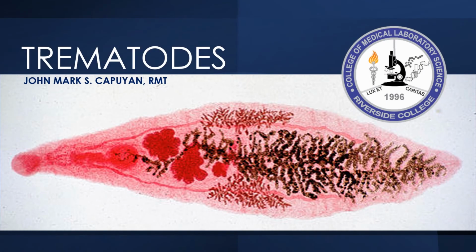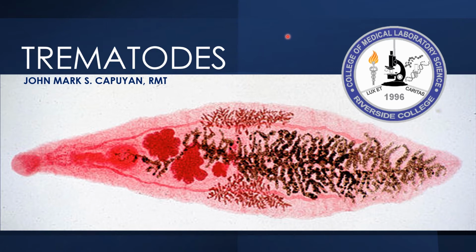Okay, so for this topic, we are going to discuss your trematodes. Your cestodes or your tapeworms have the same phylum together with trematodes, the phylum Platyhelminths. So your trematodes are under the class Trematoda or Digenea. Your trematodes are leaf-shaped, unsegmented, and flat. They are broad helminths.